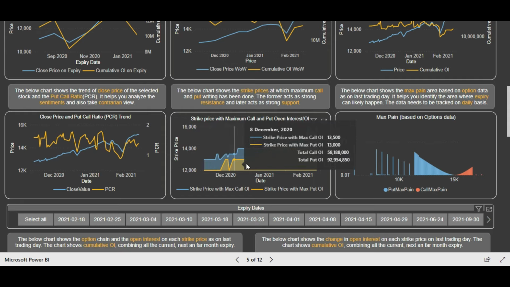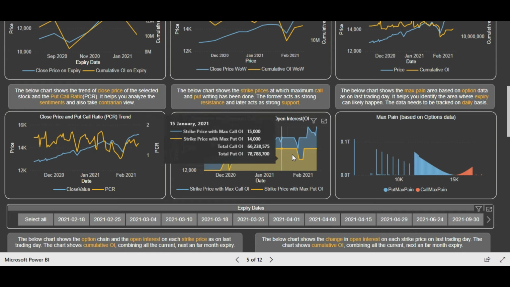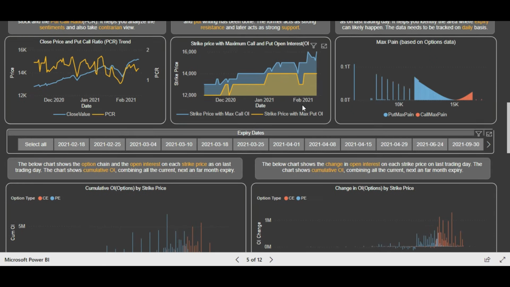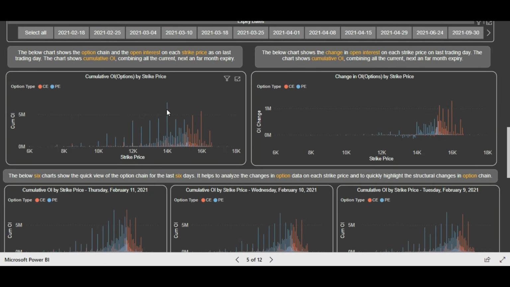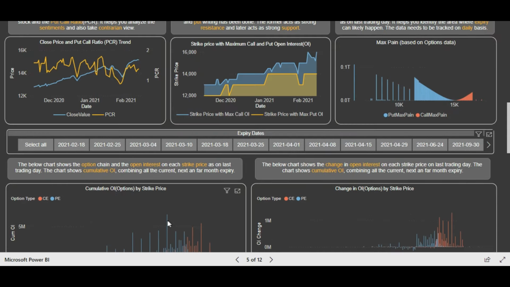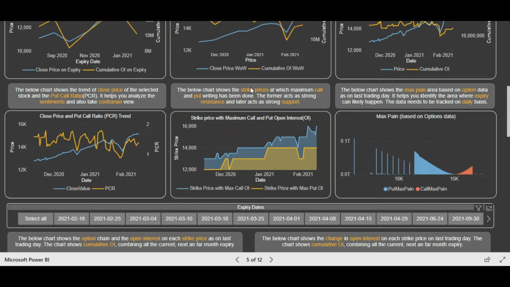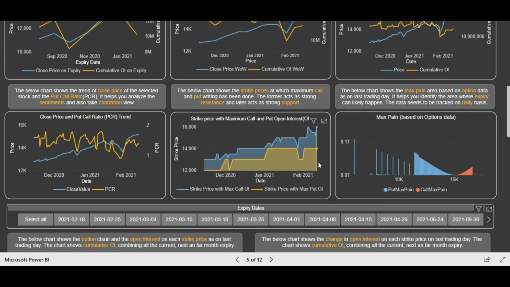You see how the support is shifting higher because put writing is also shifting to the higher strike price. Now you see that the maximum put is at 14,000 and the maximum call is at 16,000. We also saw this in the option chain: maximum put writing is at 14,000 and maximum call writing is at 16,000. So basically we are choosing the strike prices where maximum put writing and maximum call writing is done, and showing it over a period of time.